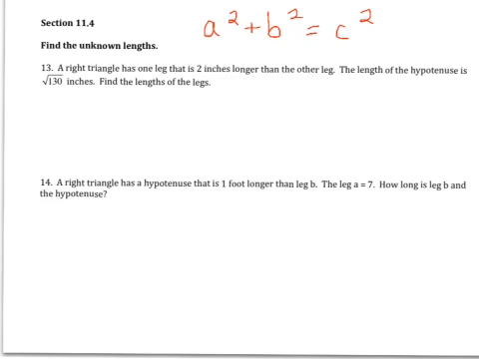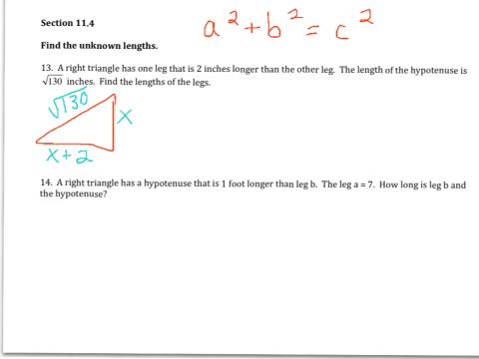Okay, so let's draw a little triangle so we can see what's happening. And let's make sure we draw a right triangle. So here's my right triangle. And it's telling me that one leg is 2 inches longer than the other leg. So let's name this longer leg x plus 2 and this other leg x, since we don't know what their lengths are. We do know that the hypotenuse is the square root of 130. So now we can plug these values into our Pythagorean theorem and solve for x.